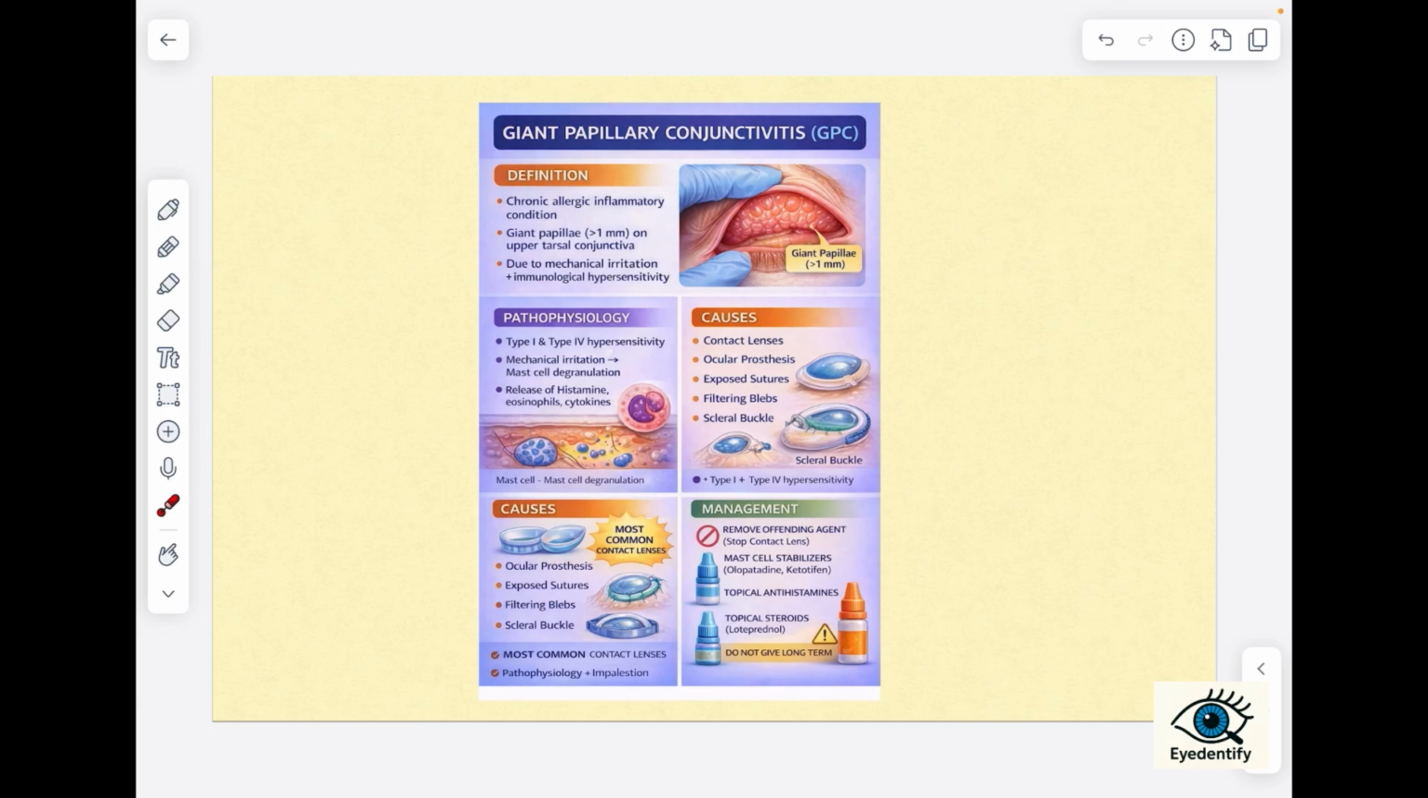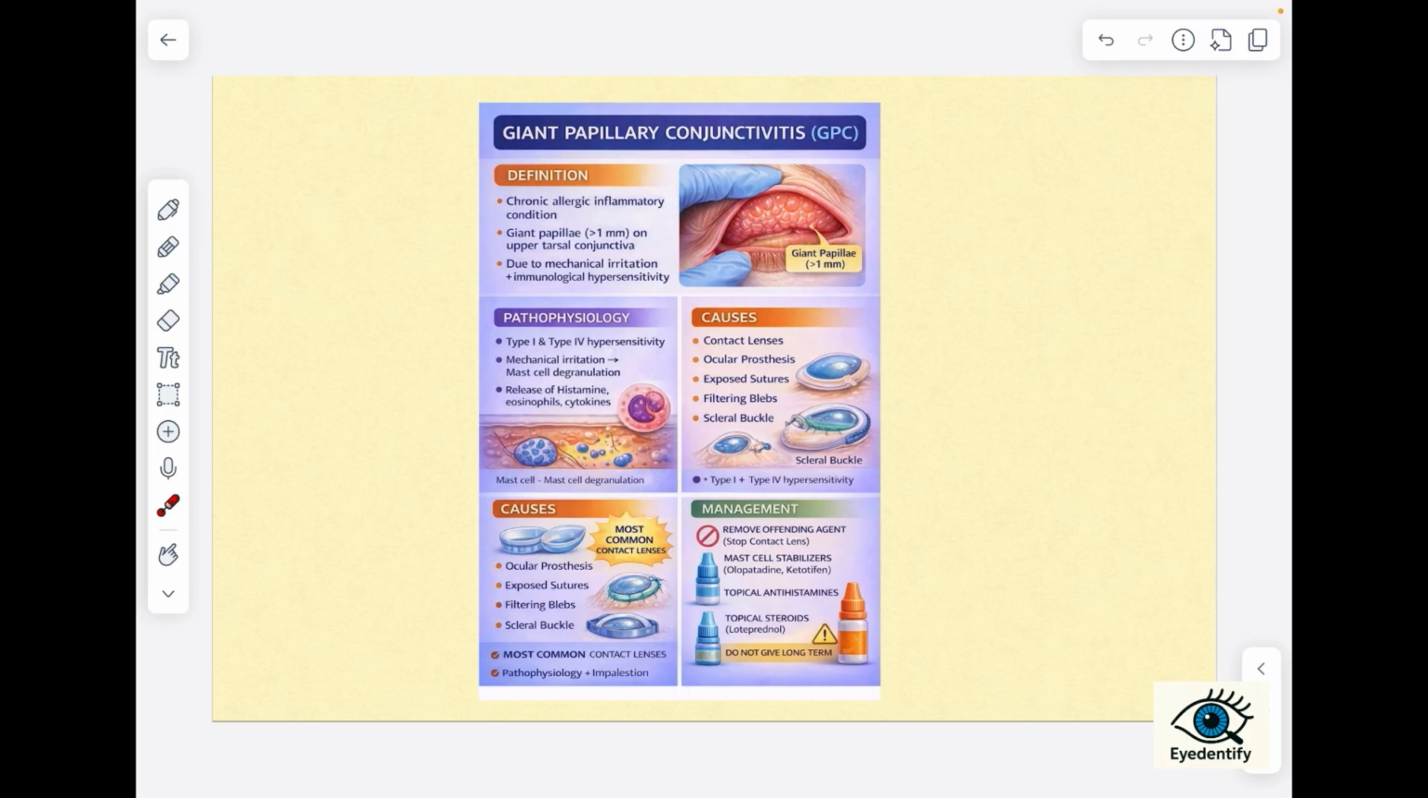What causes giant papillary conjunctivitis? Now we'll see pathophysiology. So it is a type 1 and type 4 hypersensitivity reaction. When mechanical irritation occurs, mast cell degranulation happens, and it releases histamine, eosinophils, and cytokines. Histamine causes itching, watering, redness. So first of all, what has caused irritation, we have to remove it. So remove the offending agent, like stop using contact lenses for a while.